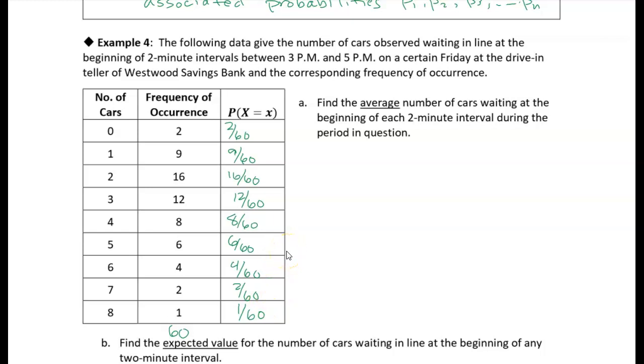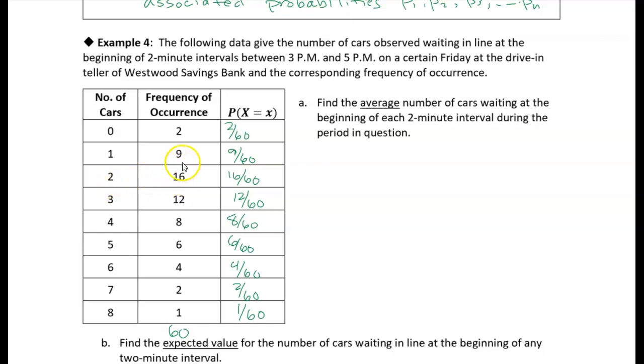The first question just asks us to find the average number of cars waiting in line for each 2-minute interval during the period in question. We actually didn't need the probabilities yet. That's for part B, but it was there, so I went ahead and filled it in. To find the average, you have to think about what this means. During two of those 2-minute intervals, 0 cars were waiting in line. During 9 of those intervals, 1 car was waiting in line. During 16 of those intervals, 2 cars were waiting in line.